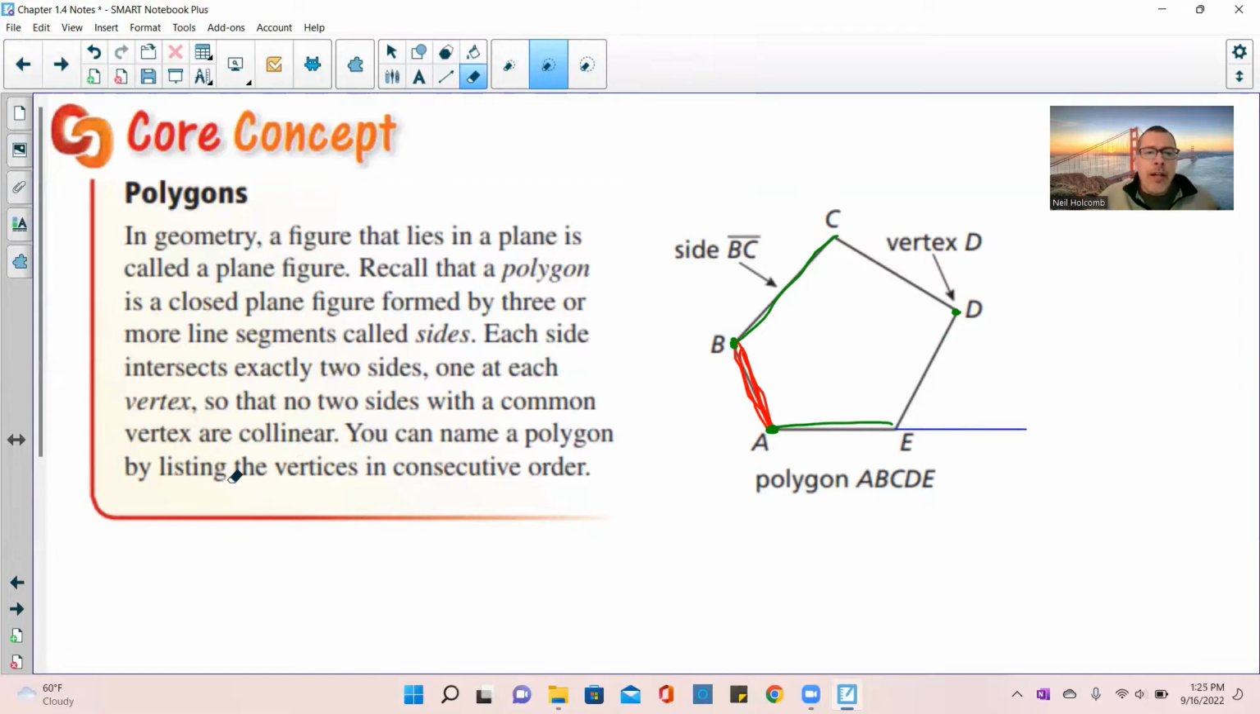You can name a polygon by listing the vertices in consecutive order. So in this polygon, it's A, B, C, D, E. You could name it D, E, A, B, C, but generally speaking, we usually do it in alphabetical order, or we start at one point and go around in a clockwise fashion. So in this case, we would call it A, B, C, D, E. And there are 1, 2, 3, 4, 5 sides on this. That is called a pentagon.